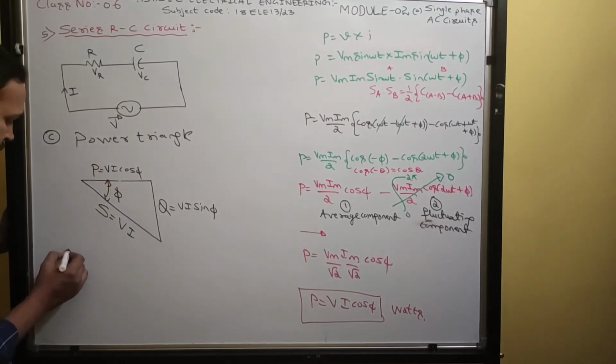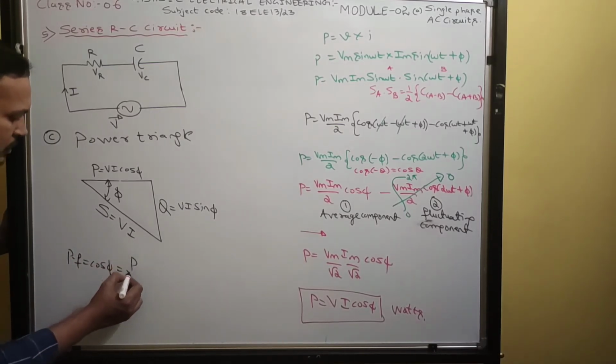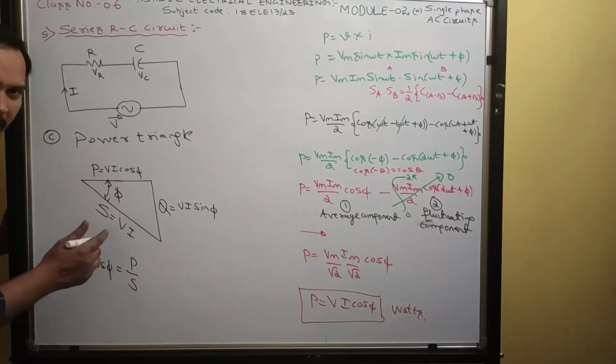Now from this you can write the power factor equation. What is the power factor equation? Cos phi. Cos phi value is adjacent by hypotenuse, that is P by S.